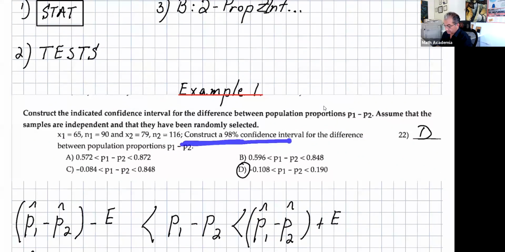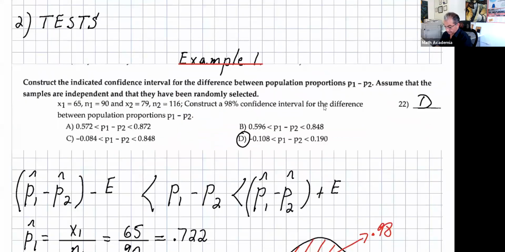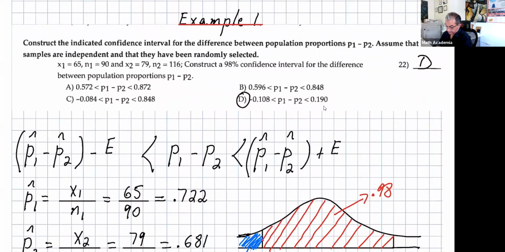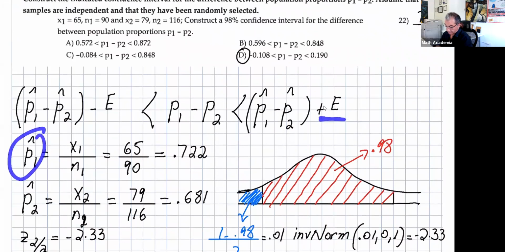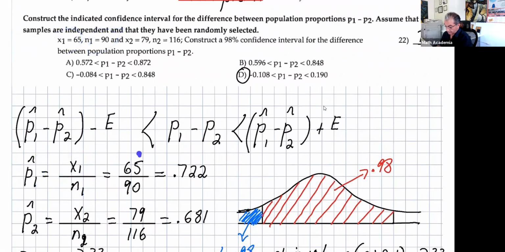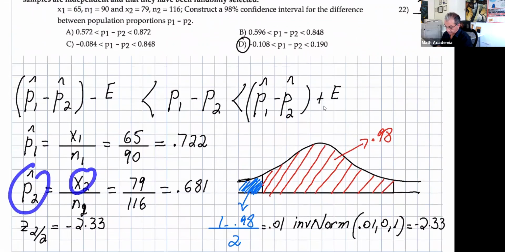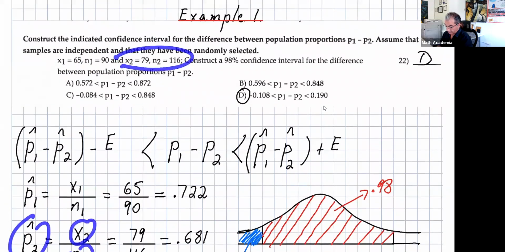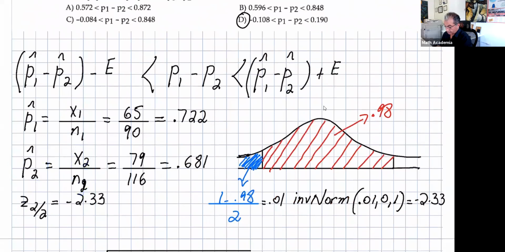Construct a 98% confidence interval for the difference of the two proportions. I wrote the interval first, as we saw: p hat 1 minus p hat 2 minus c, p hat 1 minus p hat 2 plus c. P hat 1 is x1 over n1, 65 over 90, which is 0.722. P hat 2 is x2 over n2, given in the problem, 79 over 116, so it's 0.681.